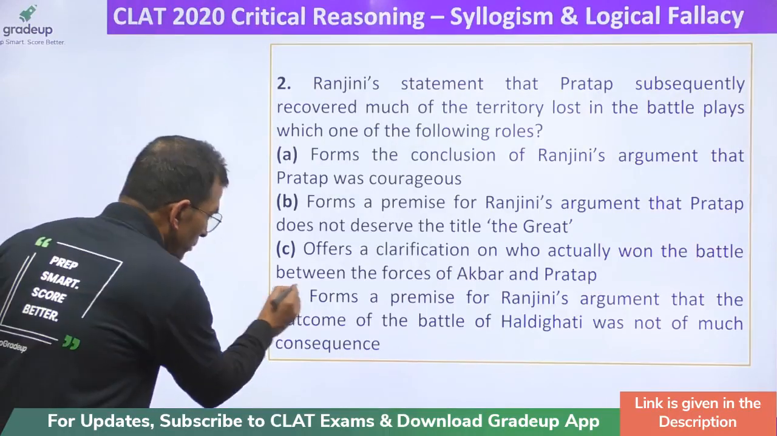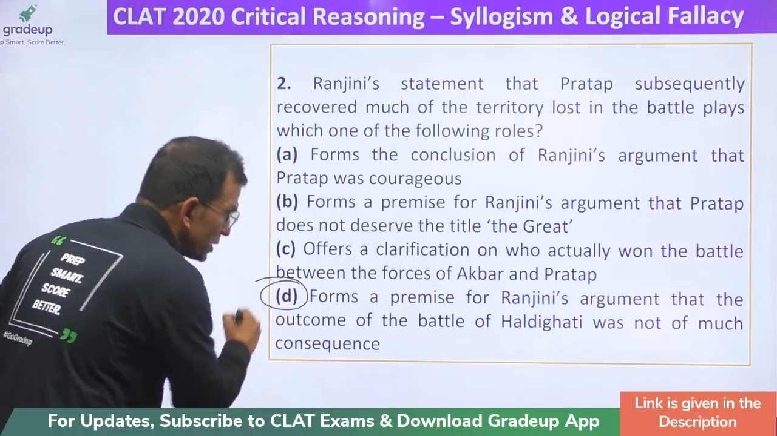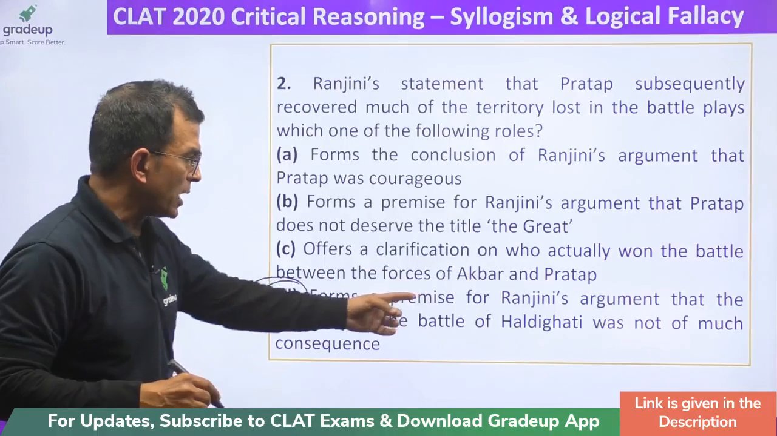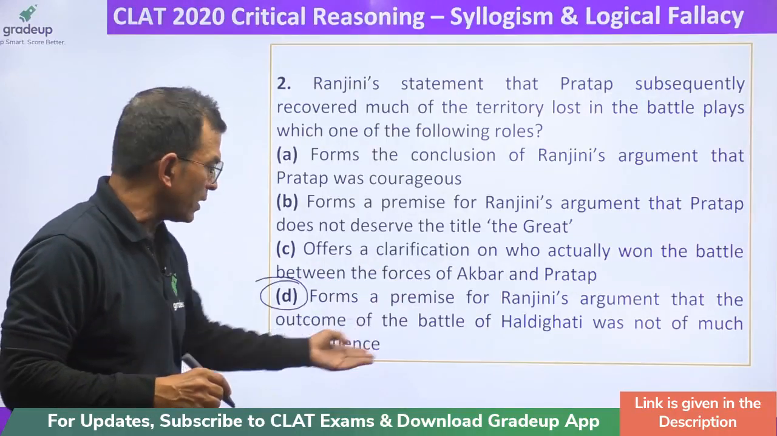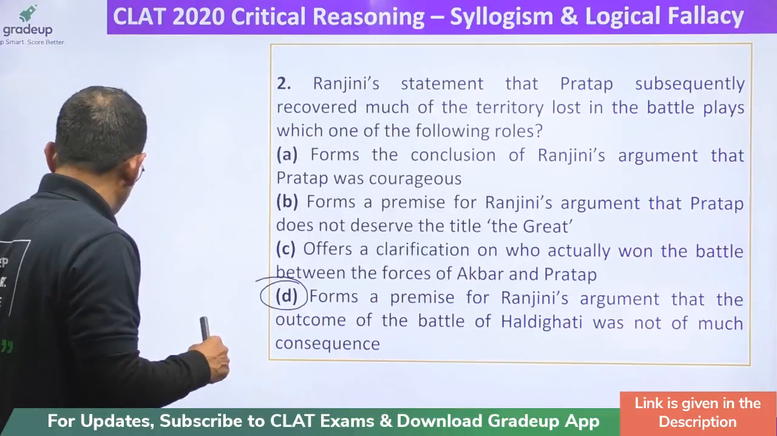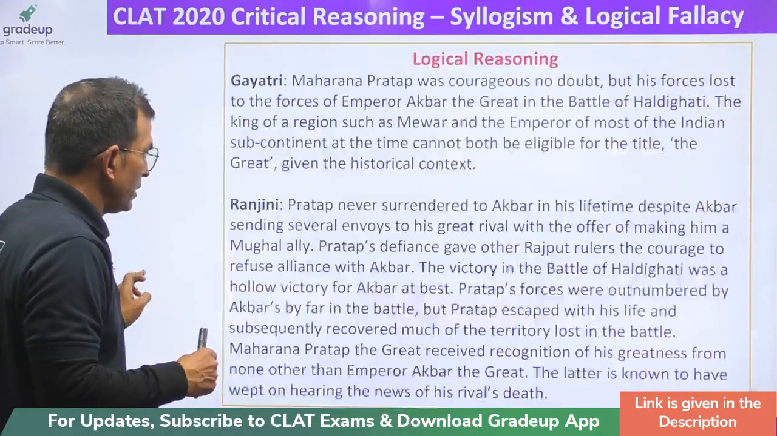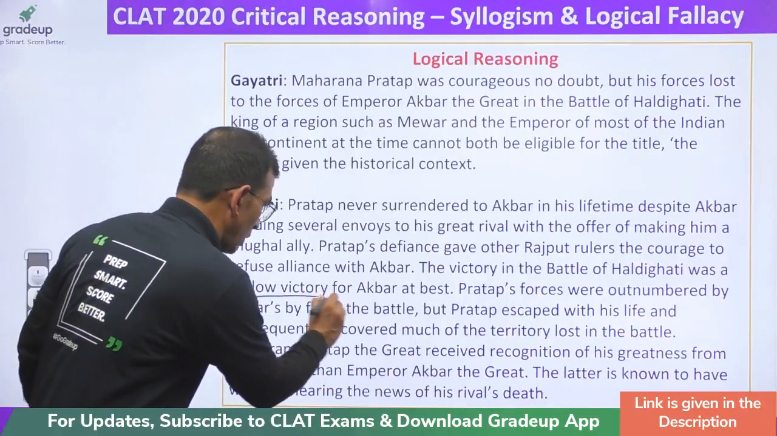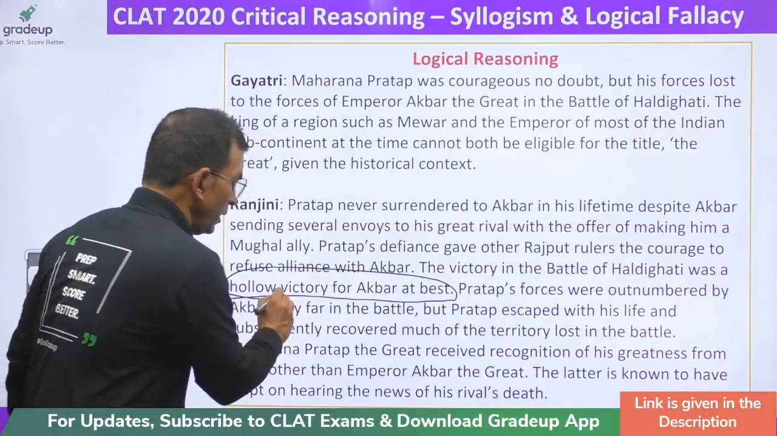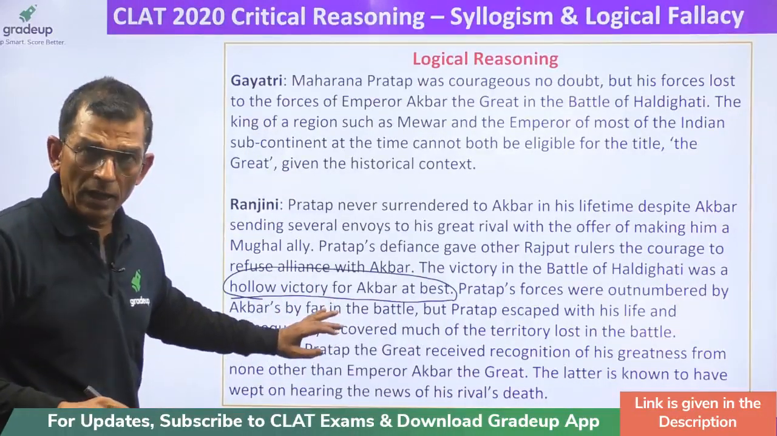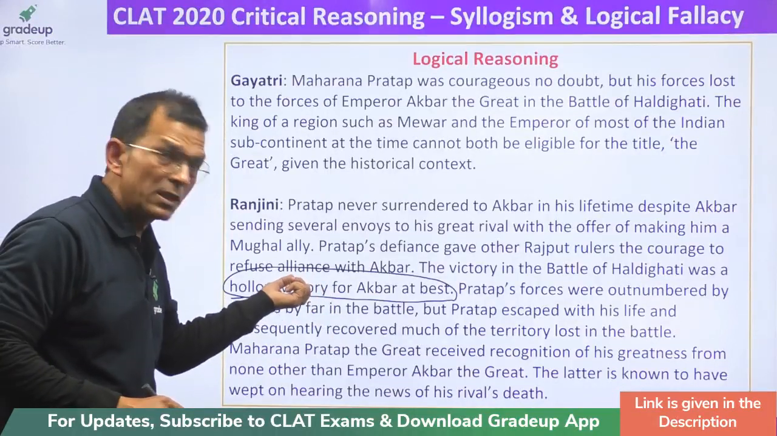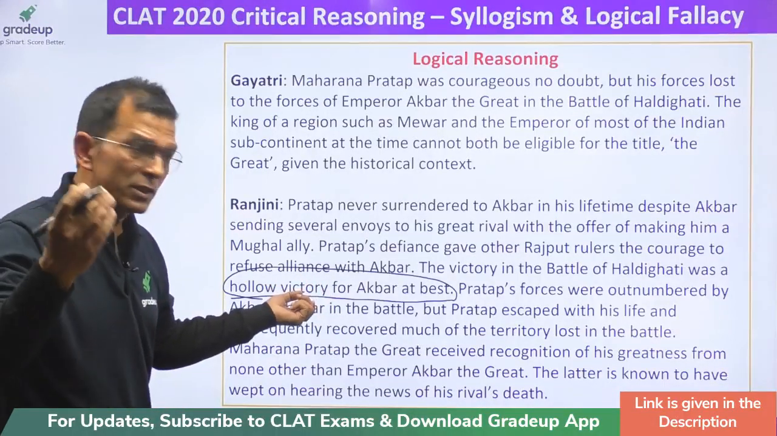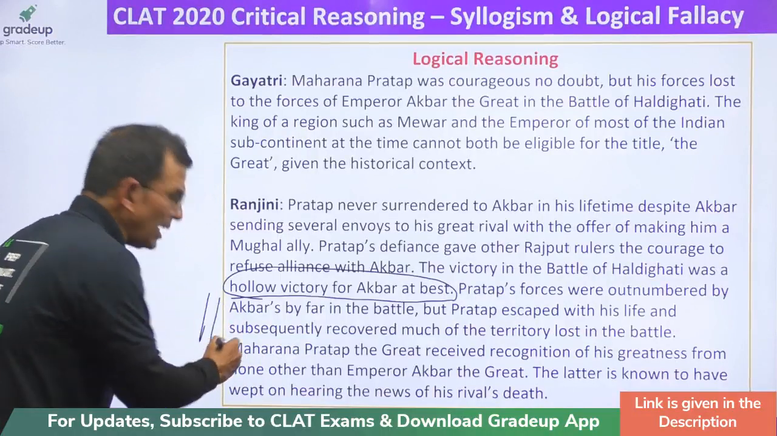Very good. Now this is the correct answer because it says form a premise for Ranjani's argument that the outcome of the battle of Haldi Ghati was not of much consequence, because she actually goes ahead and says this. You see, this is what she says was hollow. It was a hollow victory. Okay, and then she gives this. She says it was a hollow victory. How does she support it? By giving this.